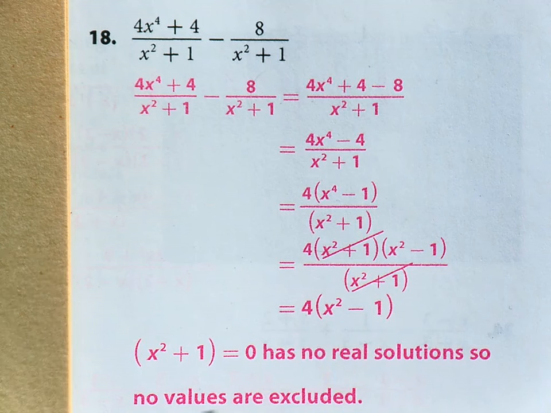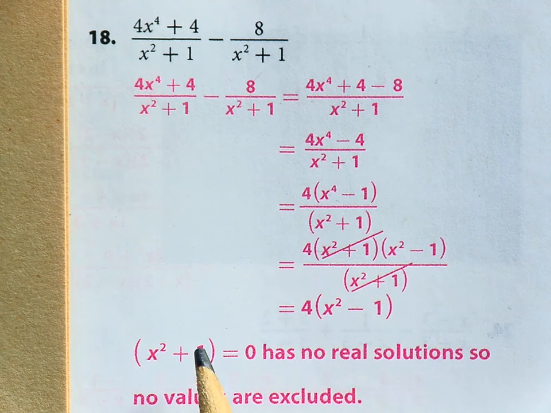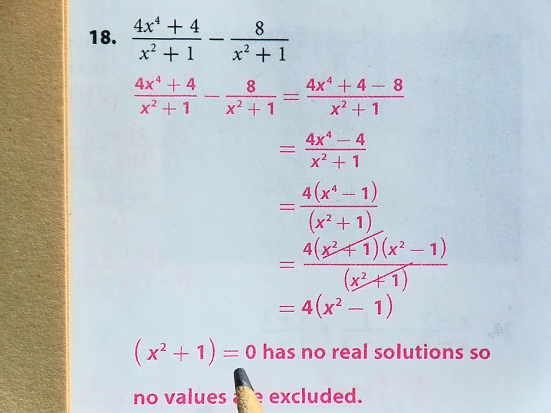Now, here comes a kind of an interesting concept that this has no real solutions, so no values are excluded. Because if we were to drop our parentheses and do -1 to both sides, then you'd have x squared equals -1, which gives you an imaginary number. And that's why it has no real solutions.